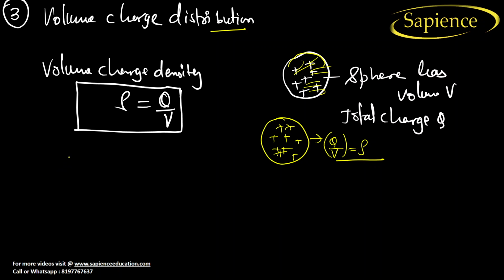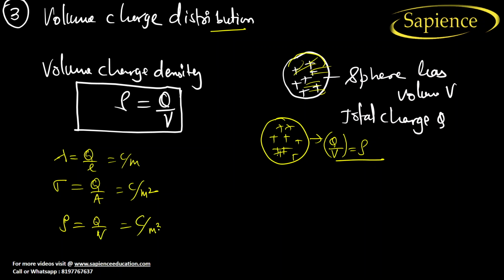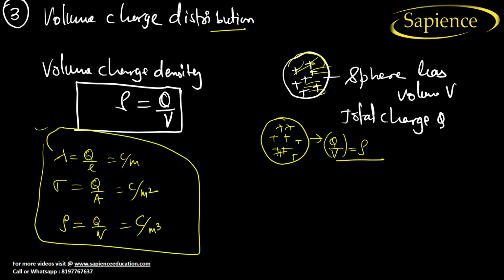We have learned linear charge density, that is lambda, equal to charge Q per unit length, that is Coulomb per meter. We have also learned areal charge density or surface charge density, that is charge per unit area, so this will be Coulomb per meter square. And we have also learned about volumetric charge density, which is charge by volume, equal to Coulomb per meter cube. I hope you have understood these three terms, right? So let us go for the next one.